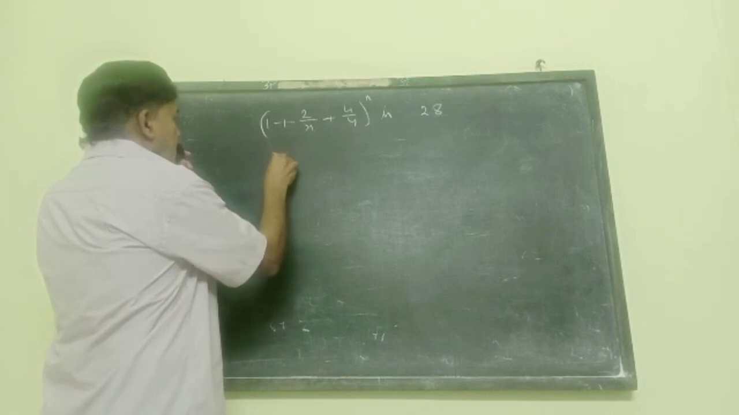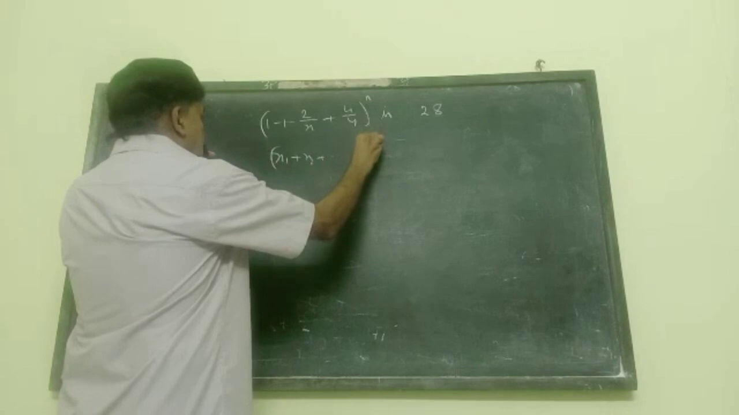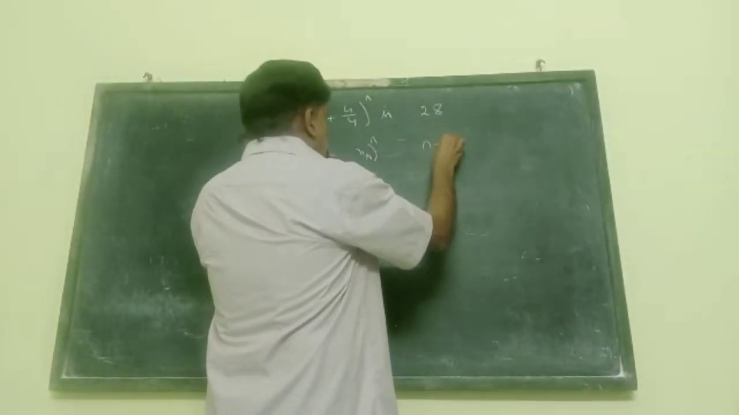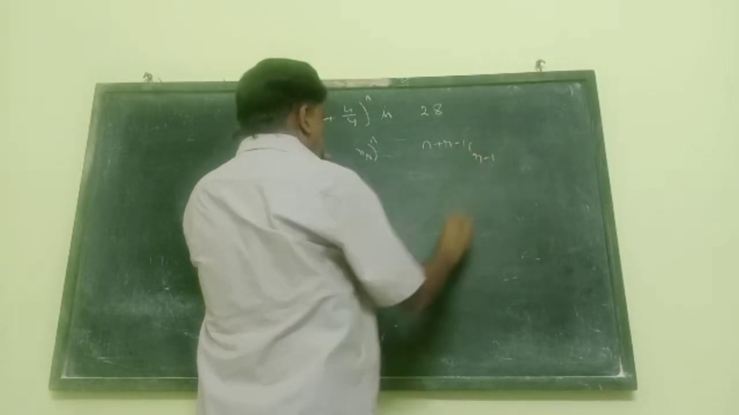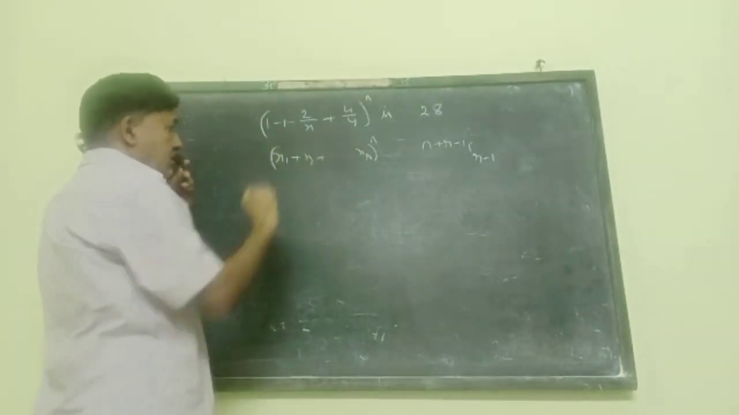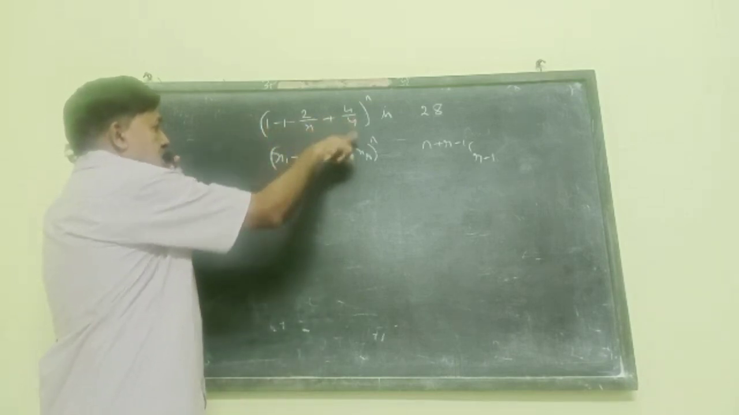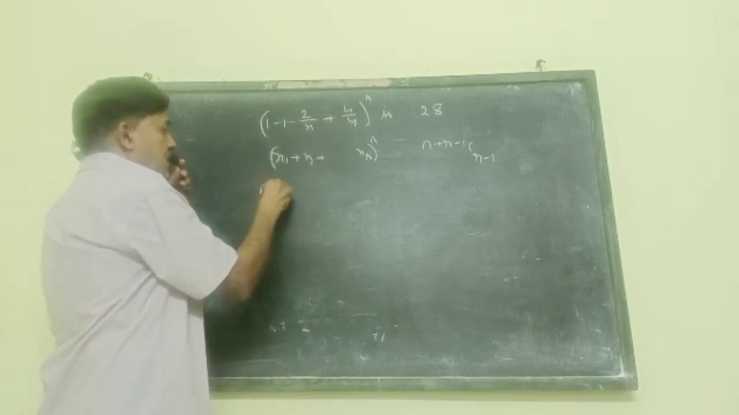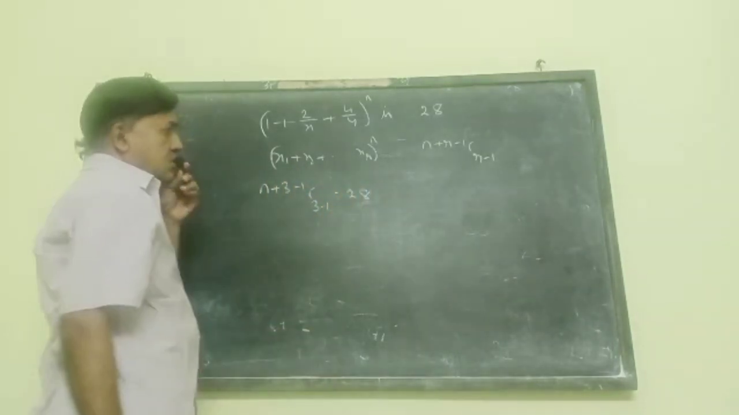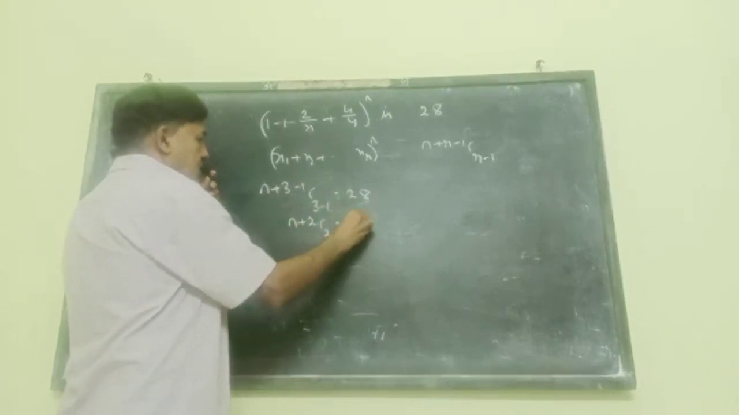You recall, number of terms in the expansion of x1 plus x2 plus x3 up to xr whole power n is given by n plus r minus 1 cr minus 1. Number of terms in the expansion of this is given by n plus r minus 1 cr minus 1. Here r value is 3. So n plus 3 minus 1 c3 minus 1 is equal to 28.